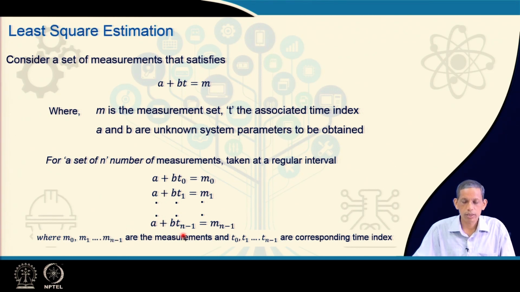These measurements are associated with the corresponding times. Note that the times t 0 through t n minus 1 are known to us, and so are the corresponding measurements, through which we would like to find the values of A and B as the system parameters. The time intervals between two consecutive measurement points generally remain fixed, and that is what we will see in our relay applications.